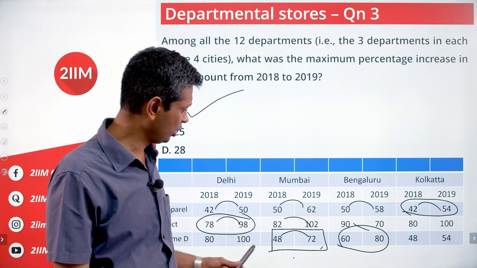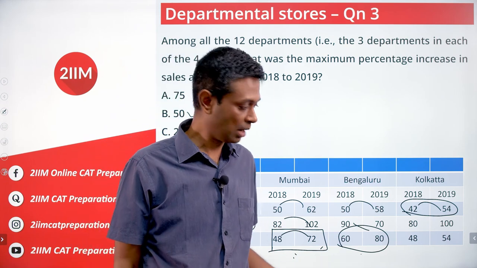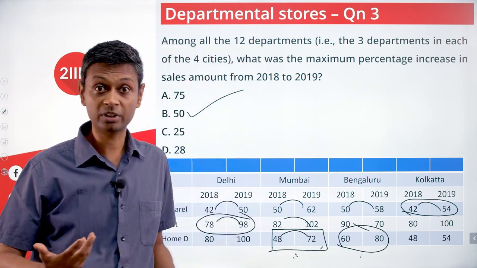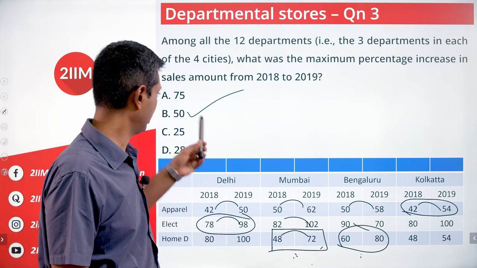If you've done the whole thing, the only two significant things would have been these two. That is up by 1/3, this is up by 50%, up by half. Up by half is better. That's your answer.